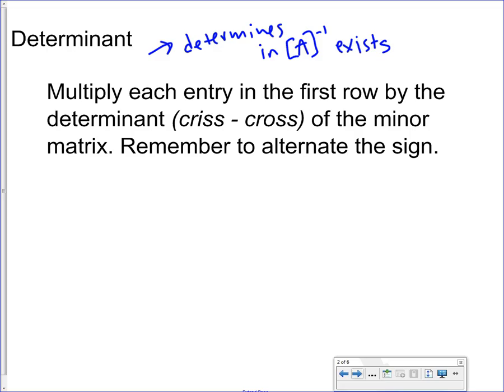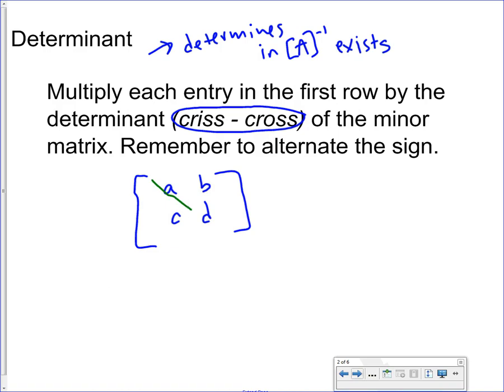So the way you find a determinant, you're going to use a method that I call crisscross. So if you have a 2 by 2 matrix, I'm just going to call these values A, B, C, D. With the crisscross method, you would start at the top left. You go criss minus cross. So as you're coming down the diagonal, you multiply criss, so AD, minus, and then as you're coming down the cross, B times C. That will find you the determinant of a 2 by 2 matrix.